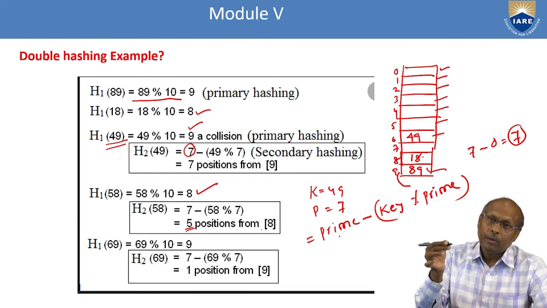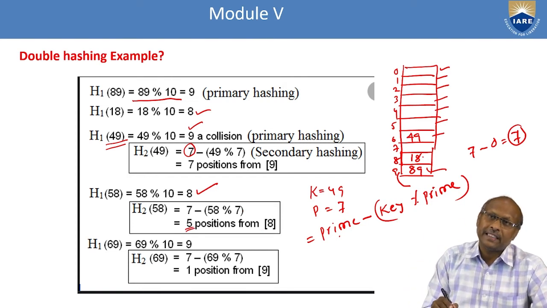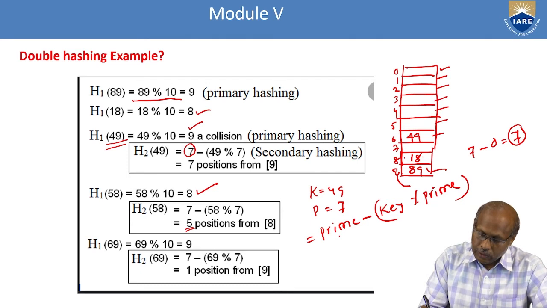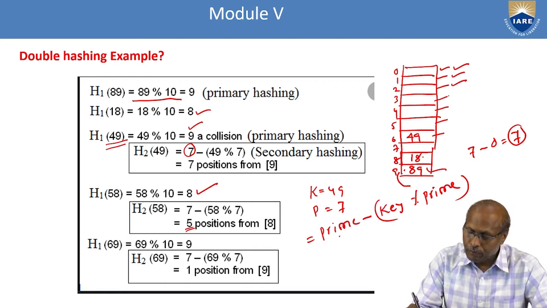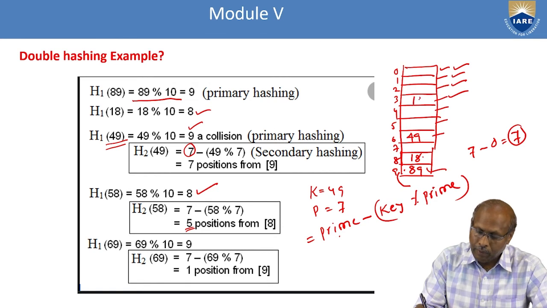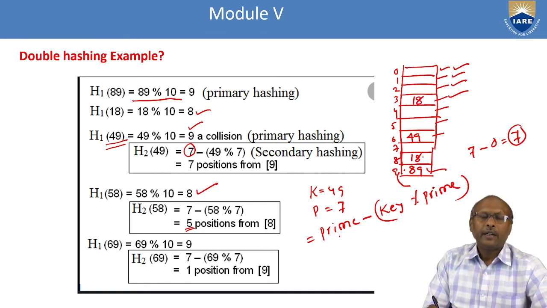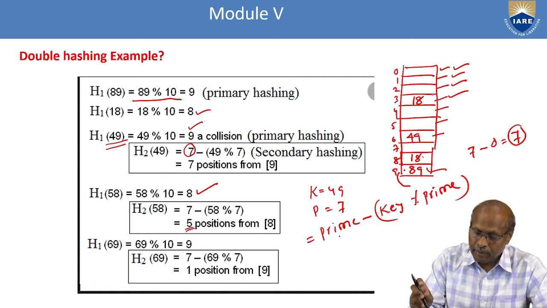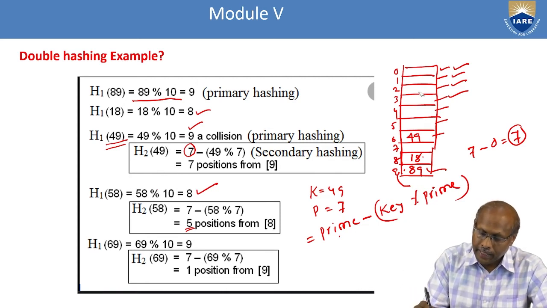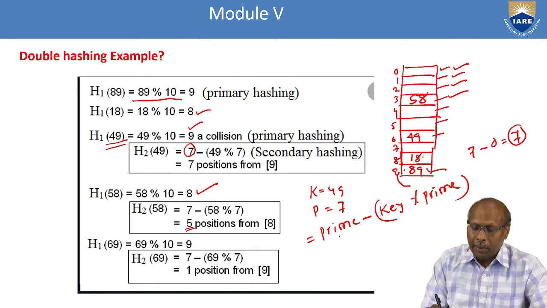So I should go 5 places from where the collision occurs. The collision occurs at the 8th place, so again I will go in a cycle: 1, 2, 3, 4, 5. So here, not 18, 58 will be stored here, because there was an empty place where I can store the data and there is no collision.